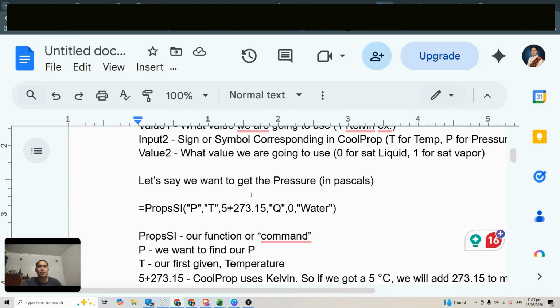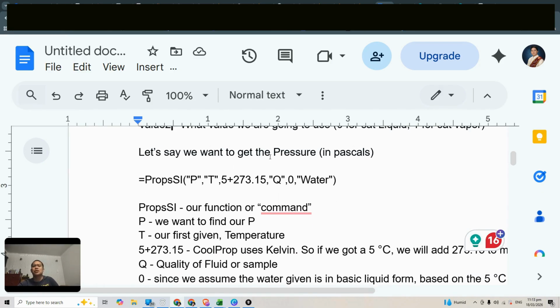Let's say we were given water that is around 10 degrees Celsius. We know that if water is around 10 degrees Celsius, then it's most probably in its saturated liquid form. But if it's around 110, 115, 130, or around 160, then it might be vapor because it's evaporating. So we have here an example.